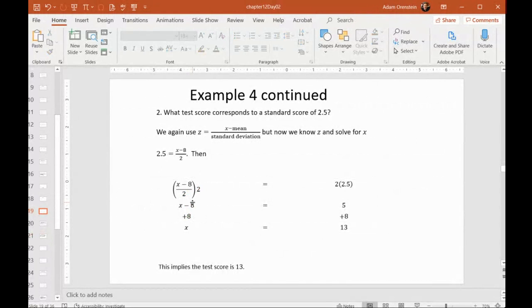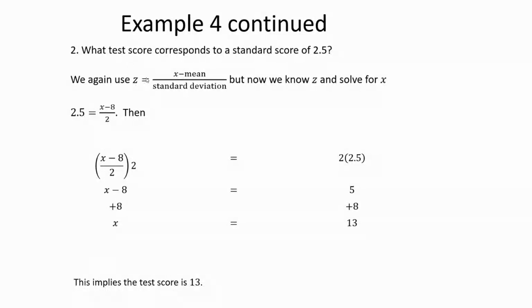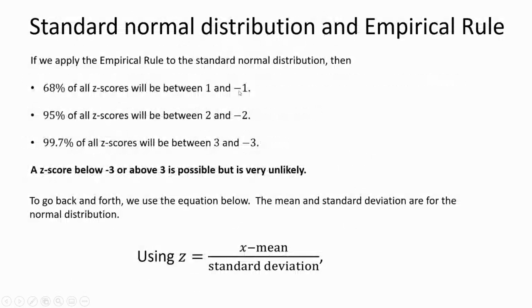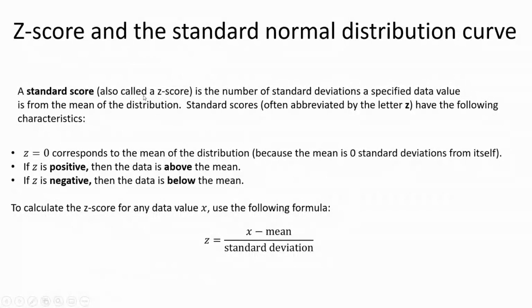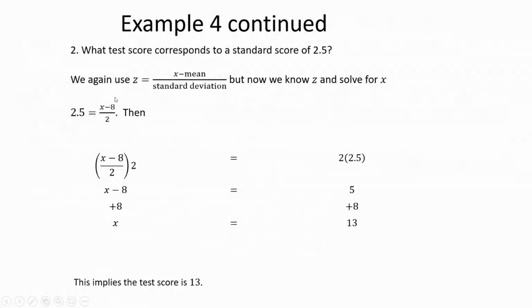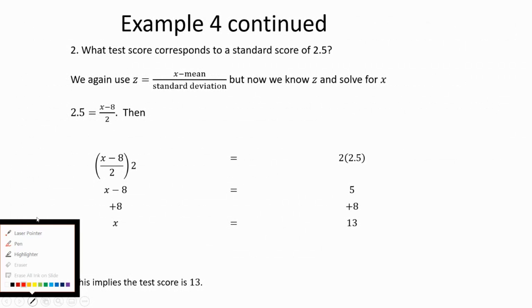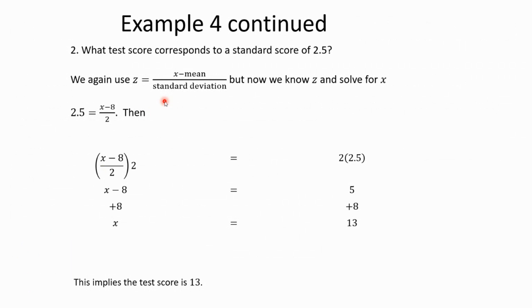Now, here's another one. We can actually go the other way. Before, we took the exam score and found the z-score. Now, let's go the other way. Namely, if I give you a z-score, also called a standard score, remember, z standard score, z-score, same thing, we can get the corresponding data value.